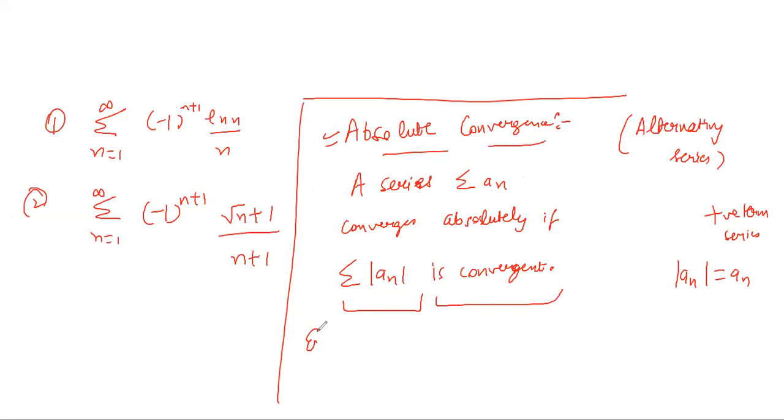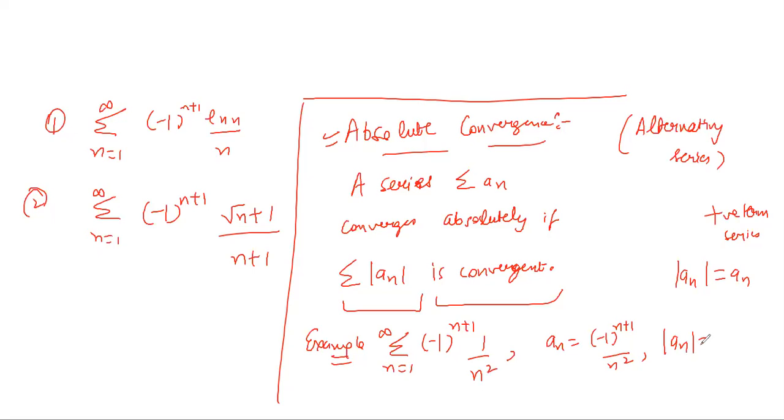I'll give you an example here. For example, you are given the series n is equal to 1 to infinity, say minus 1 raised to power n plus 1, 1 by n square. Now this is my an. This whole thing is the an given to me. What will be mod an?